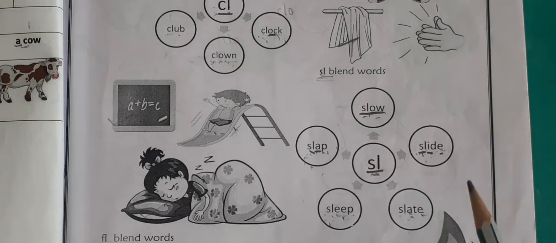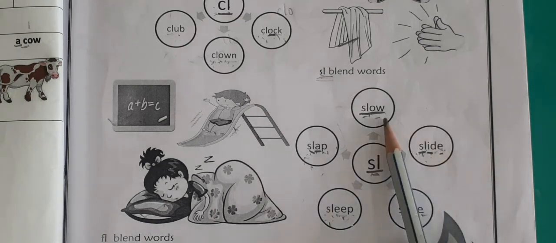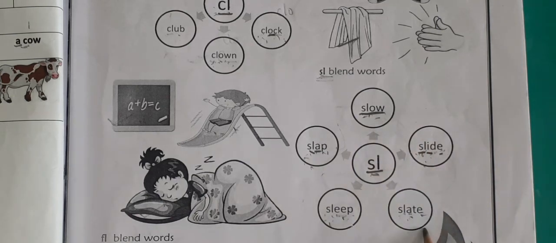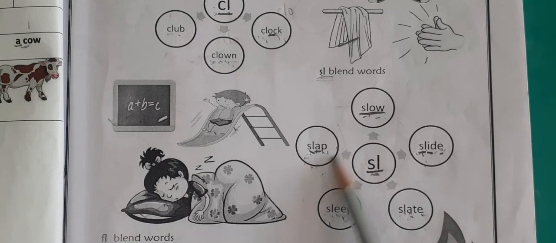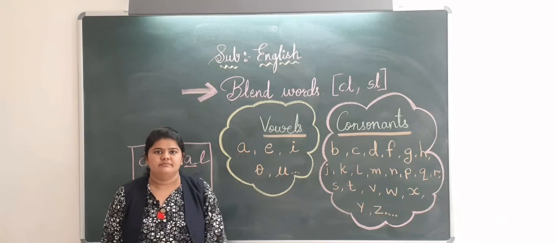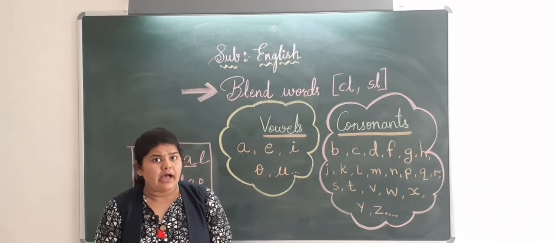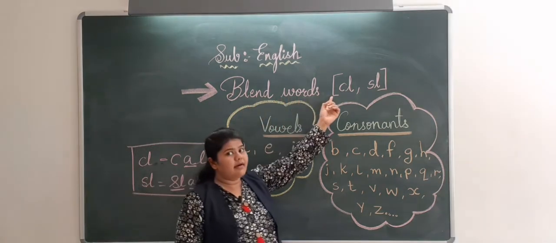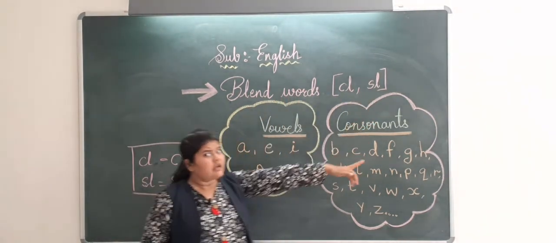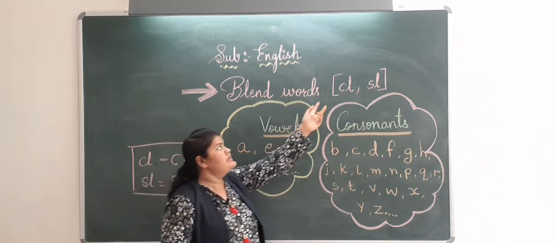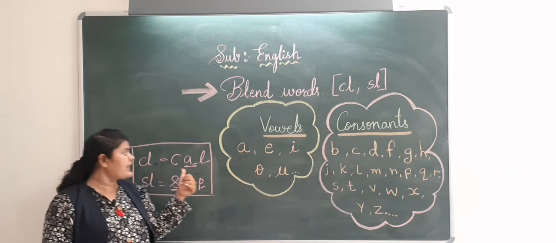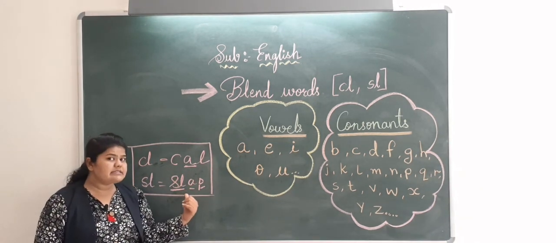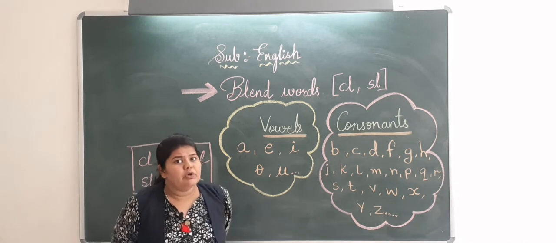Yes, students. These all are examples of SL words. Okay. So slow, slide, slate, sleep, slap. These all are the SL words. Okay. So students, I hope you have understood CL and SL words. Yes, you have understood CL and SL blend words. Club is CL and slap is SL. Yes, you have thoroughly understood.